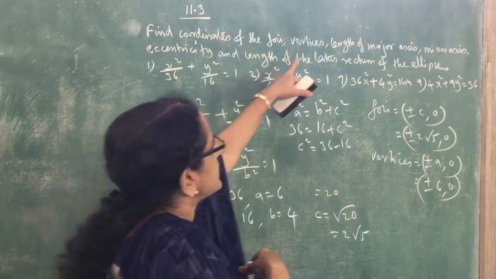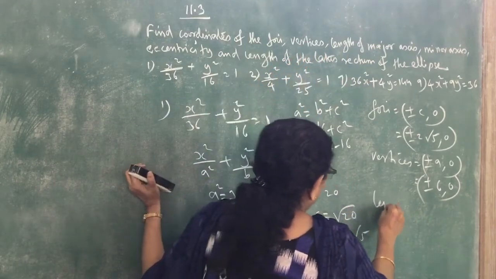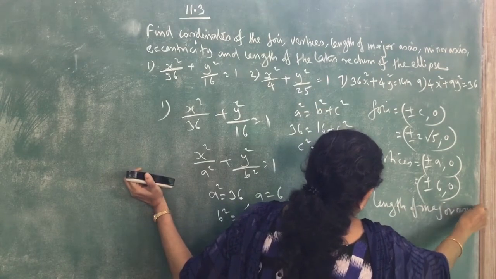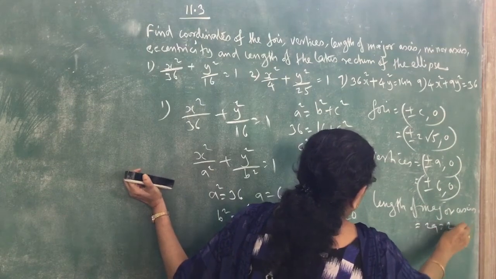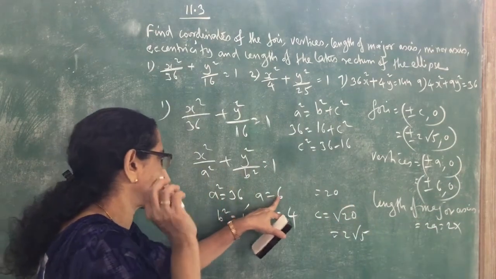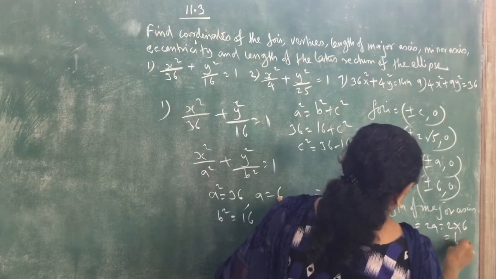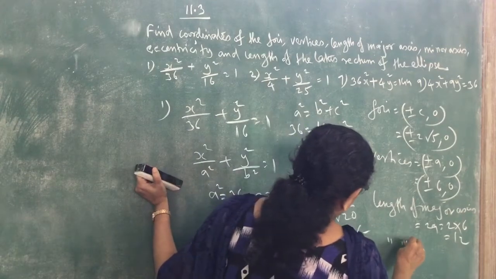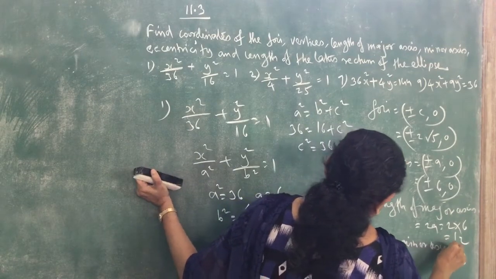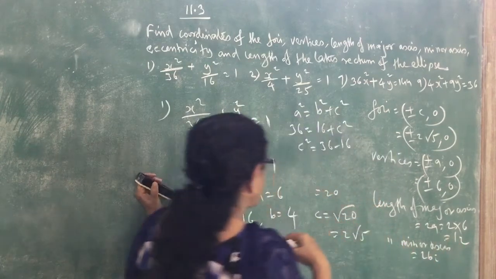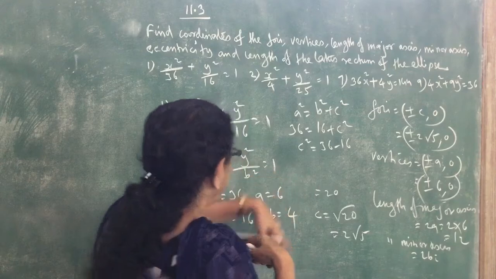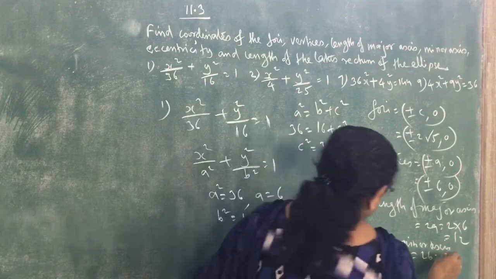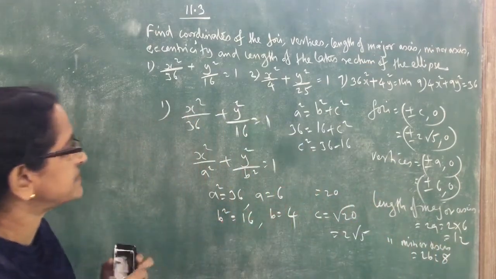Now the length of the major axis equal to 2a, that is 2 into 6, equal to 12. Then the length of the minor axis equal to 2b, that is 2 into 4, that is 8. So the length of the minor axis is 8.